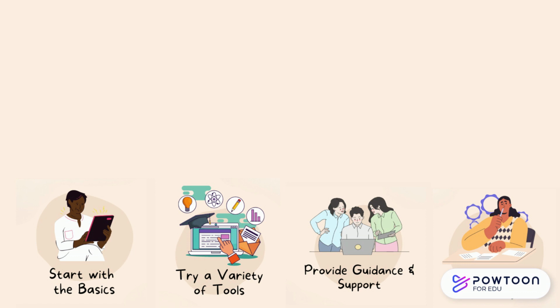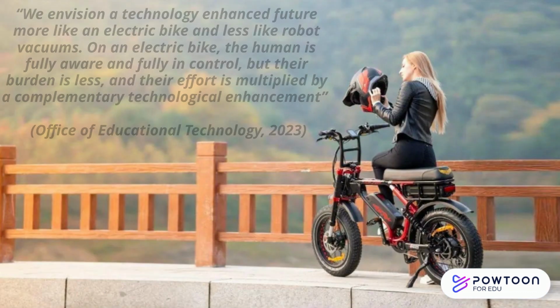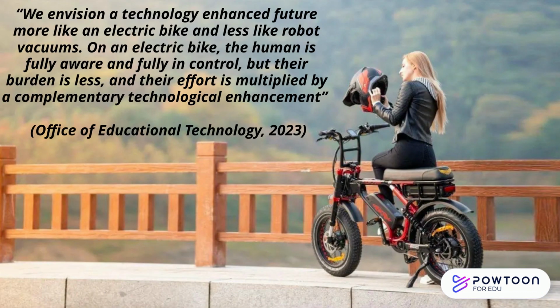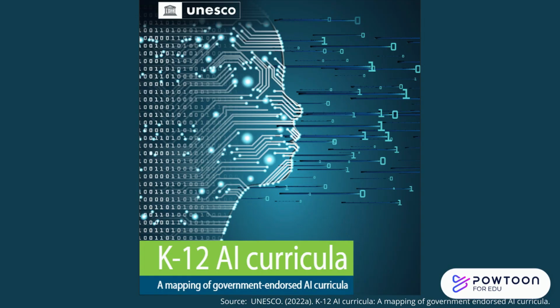As stated by researchers for educational technology, we envision a technology-enhanced future more like an electric bike and less like robot vacuums. On an electric bike, the human is fully aware and fully in control, but their burden is less, and their effort is multiplied by a complementary technological enhancement.